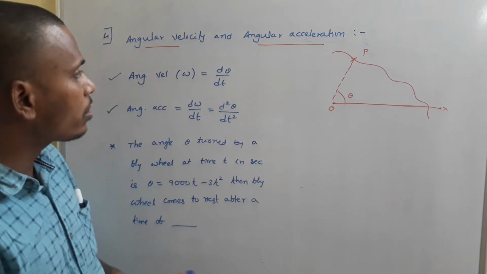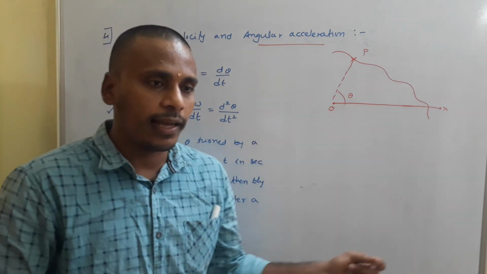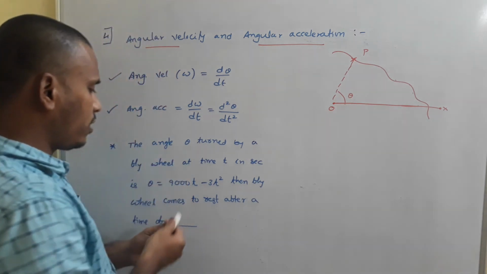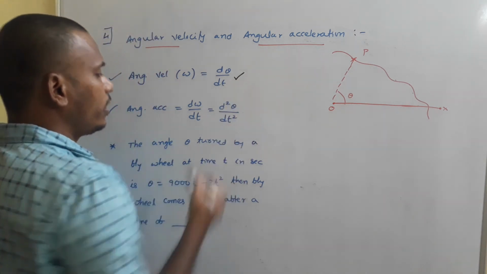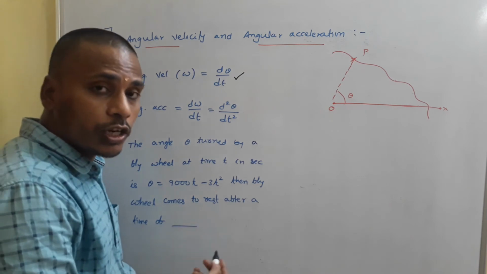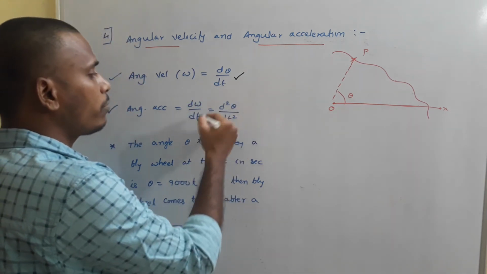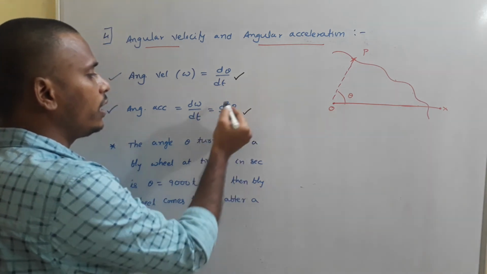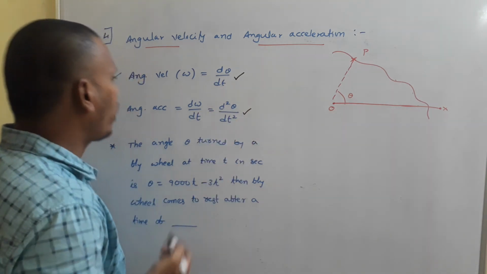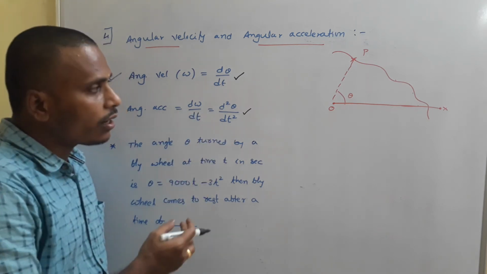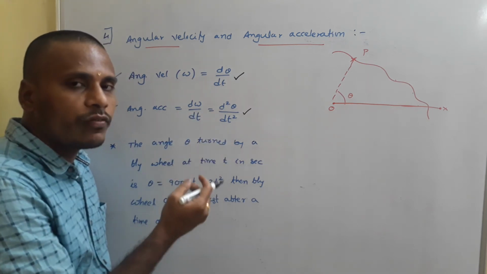Then angular velocity is simply the change in angle by change in time, which is given as omega = d theta by dt. Angular acceleration is the change in angular velocity with time, which is d omega by dt, that is d^2 theta by dt^2. So these two, angular velocity and angular acceleration, are connected to angle with time.